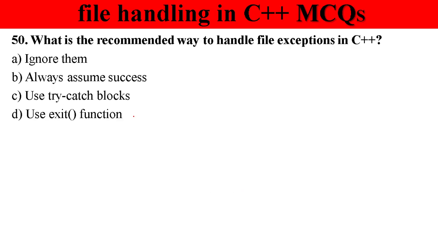The last question. What is the recommended way to handle file exceptions in C++? A. Ignore them. B. Always assume success. C. Use try-catch blocks. D. Use exit functions. The recommended way to handle file exceptions in C++ is to use try-catch blocks. This is important advice.